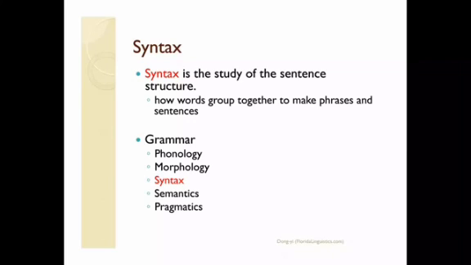Other components of grammar include phonology, which is concerned with sound patterns, and morphology, which deals with word formation. Interested viewers can refer to other videos on our website for an introduction to other components of grammar.